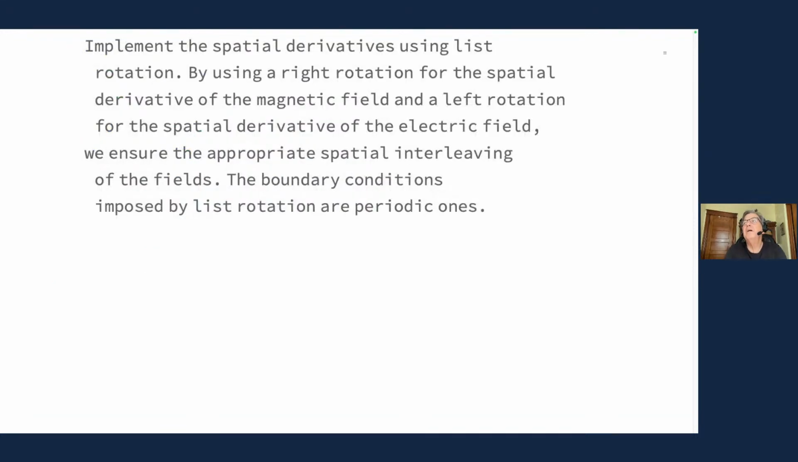I'll implement the spatial derivatives by using list rotation. This is a very efficient way of implementing a derivative in Mathematica. We'll rotate right for the spatial derivative of the magnetic field, and we'll use a left rotation for the spatial derivative of the electric field, and that ensures that we get the proper spatial interleaving. So in Mathematica, this interleaving is very easy to implement, and the boundary conditions imposed by list rotation are periodic.